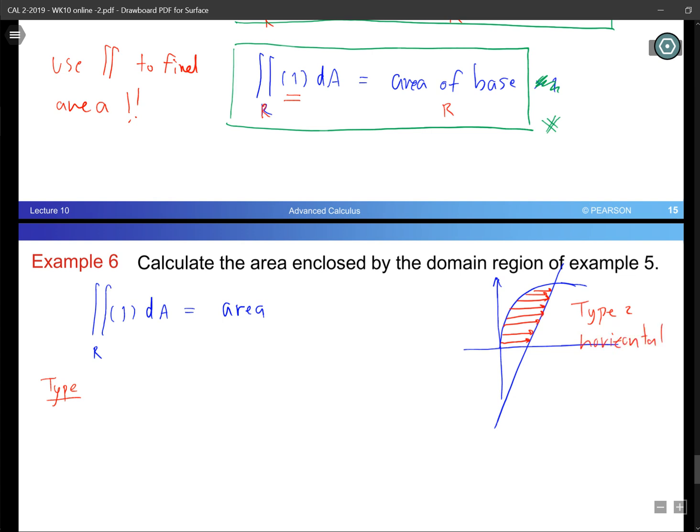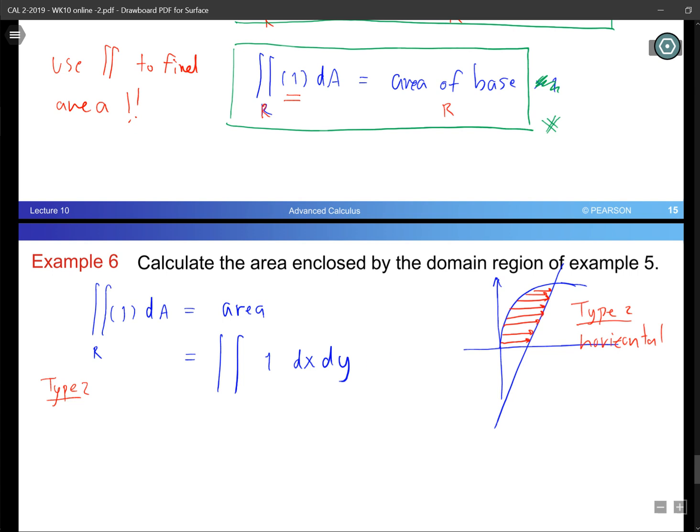Well, in example 5, I show another way to do this by sweeping vertically, but it's more difficult. So if you want to choose the easier way to solve this problem, pick type 2. Here type 2 means that I'm going to need to integrate with respect to x first and then y. In this case, the function value is supposed to be 1 because we want the area. We don't want the volume, just like before.